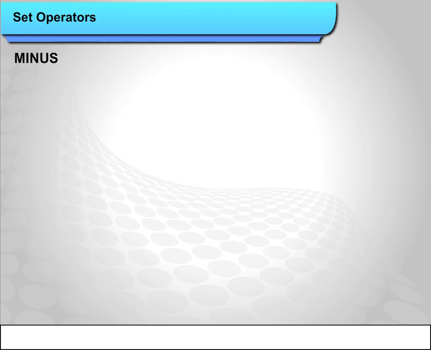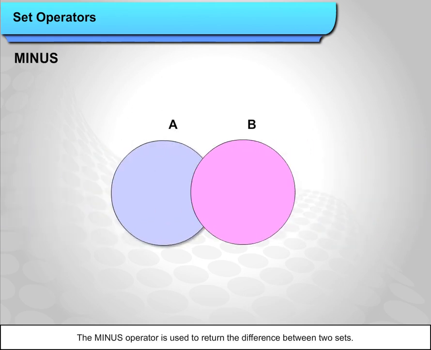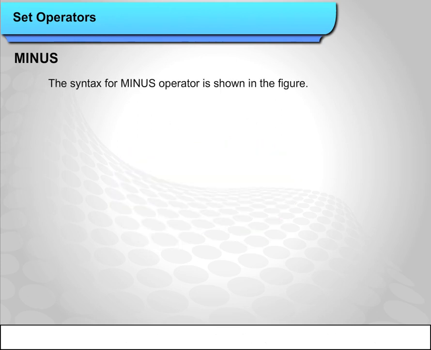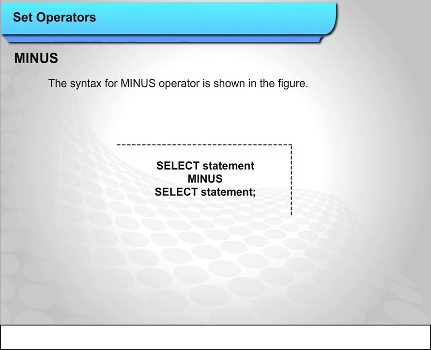Minus. The minus operator is used to return the difference between two sets. It will return only the rows that exist in the first query but not in the second query. The syntax for minus operator is shown in the figure. Select statement minus select statement.